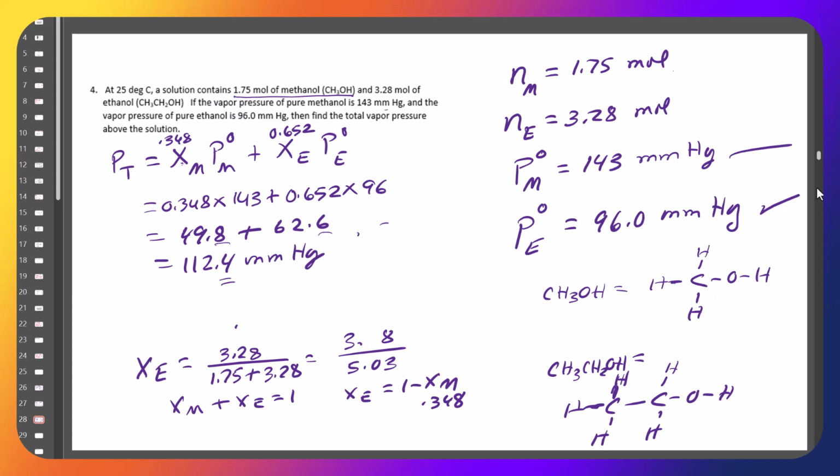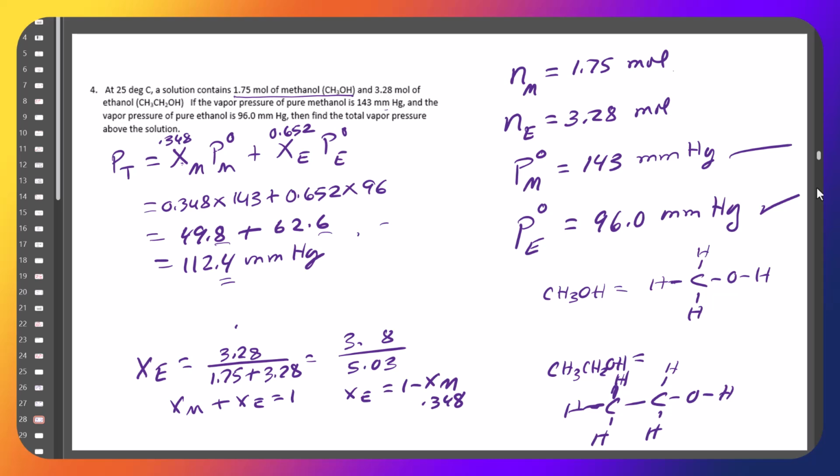Do you have a question? So the main difference between this problem and some of the others is that this time we weren't given mole fraction, we were given moles. So we had to compute mole fraction from the moles. So this is a variation of the previous problem.